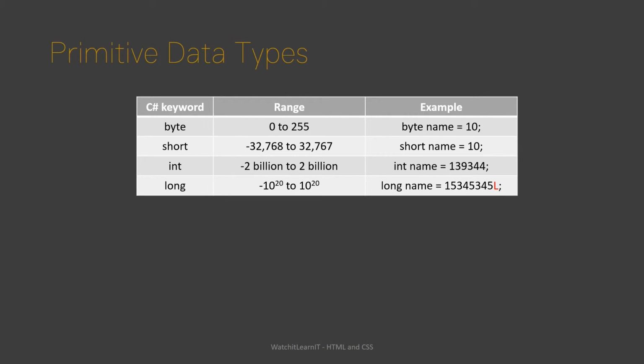Note that with long, there's also a suffix of a capital L at the end of the value, so it gets treated as a long, not as an integer when it's sub 2 billion. So that's just something to know about and something to get used to.